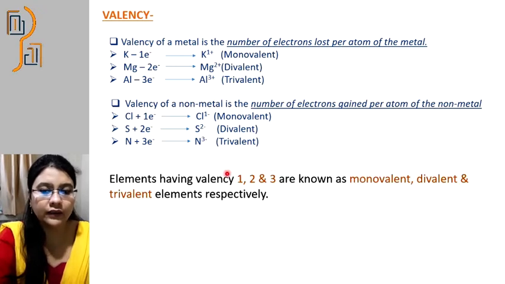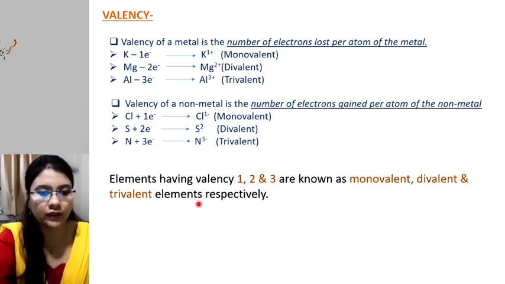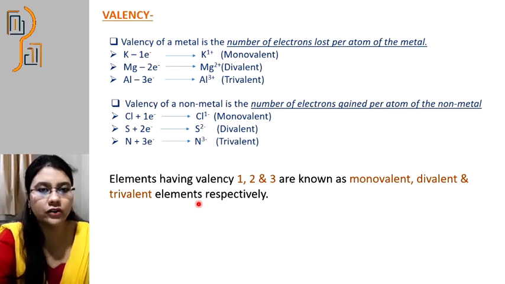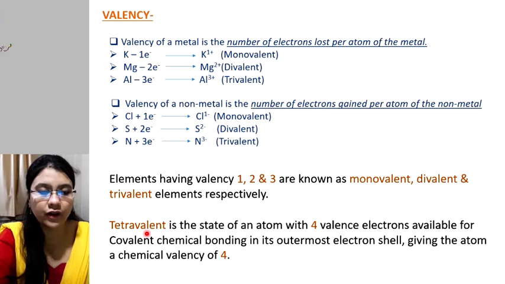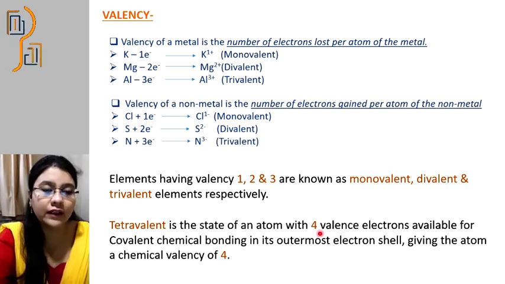Also, we learned that elements having valency 1, 2 and 3 are termed as monovalent, divalent and trivalent elements respectively, irrespective of their charges. But what about the elements containing the valency 4? Well, they are called tetravalent, and the 4 valence electrons are there for covalent chemical bonding.